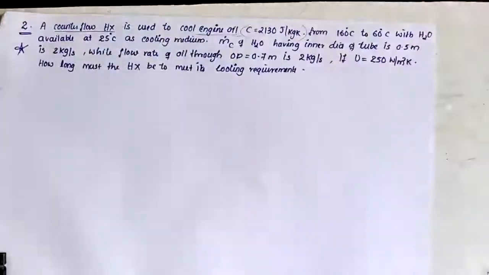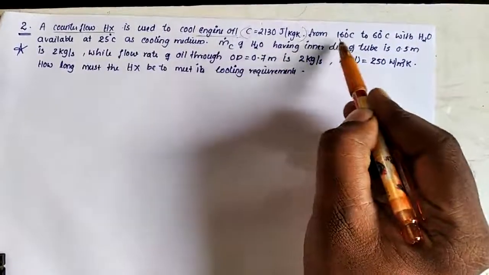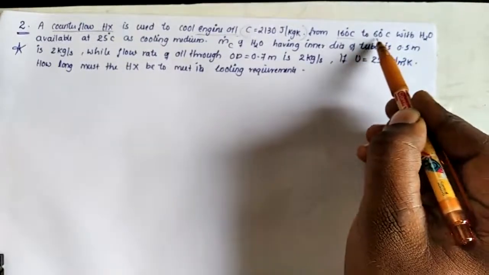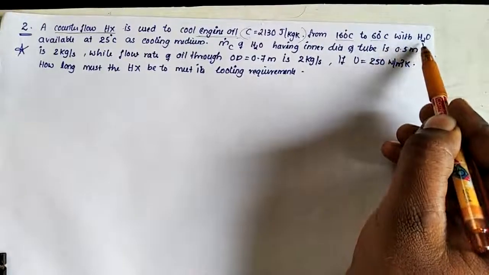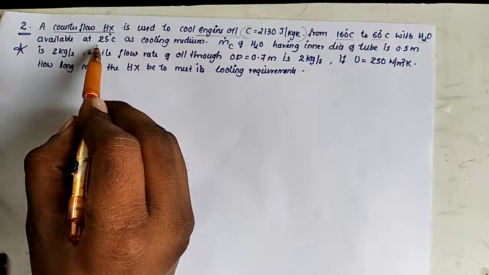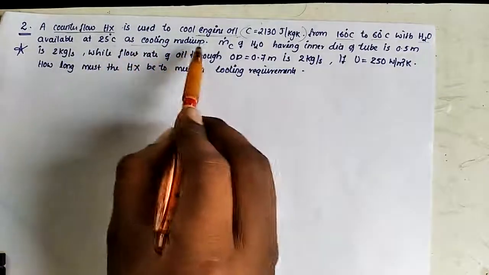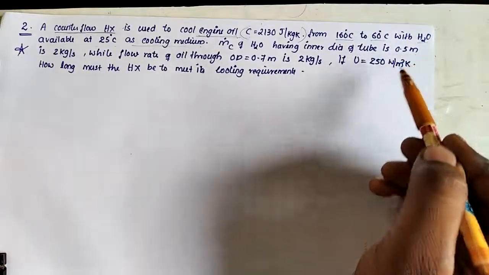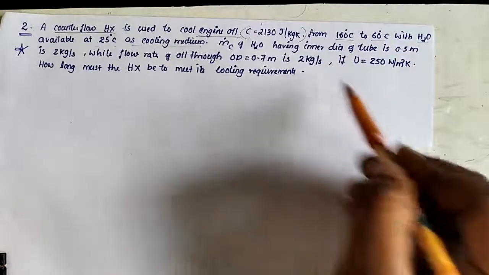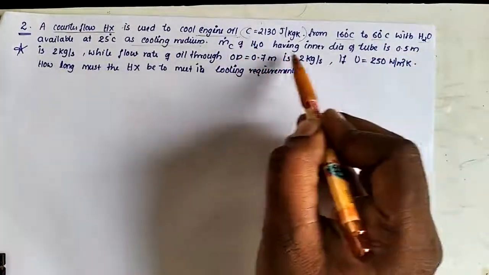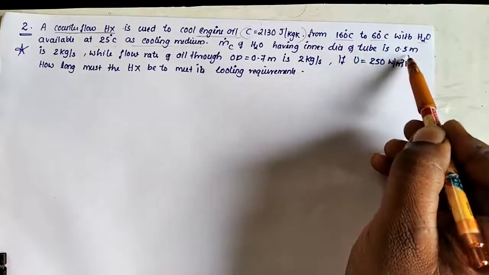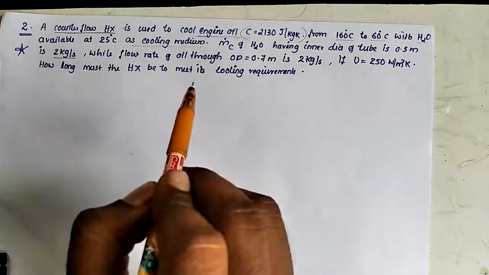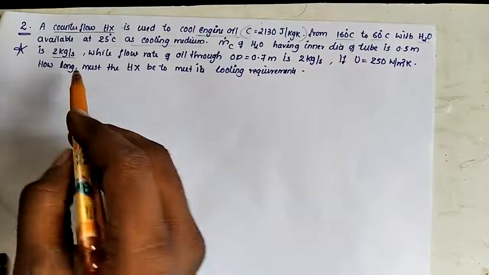But in our question, the specific heat capacity is given from 160 degrees to 60 degrees. That means the hot fluid inlet temperature is 160 degrees Celsius and the outlet temperature of the hot fluid is 60 degrees Celsius. It is cooled with water, available at 25 degrees Celsius as the cooling medium. Here the water flows through a tube of inner diameter 0.5 meter, as in a shell and tube heat exchanger, with a mass flow rate of 0.2 kilogram per second.